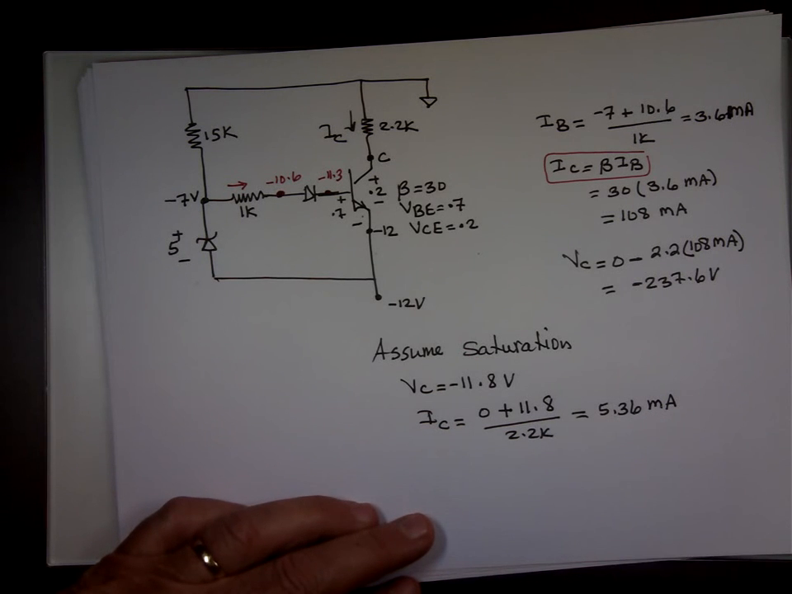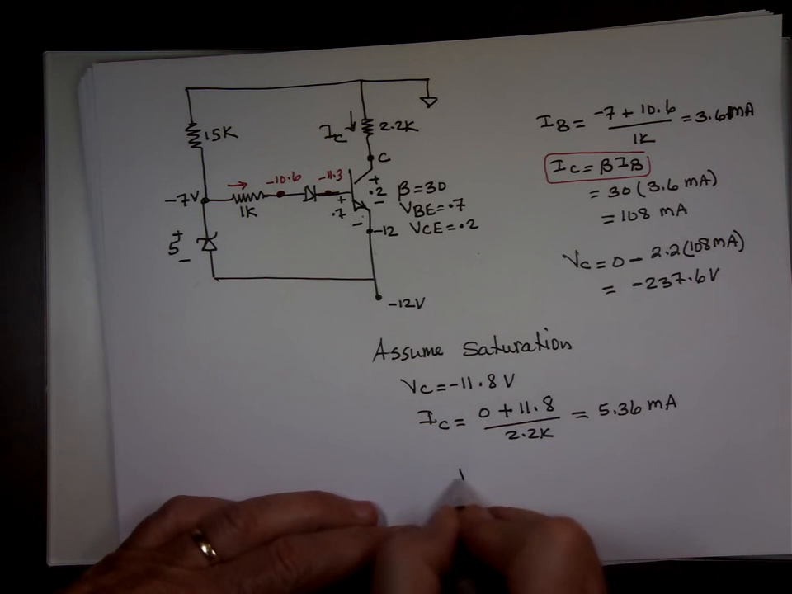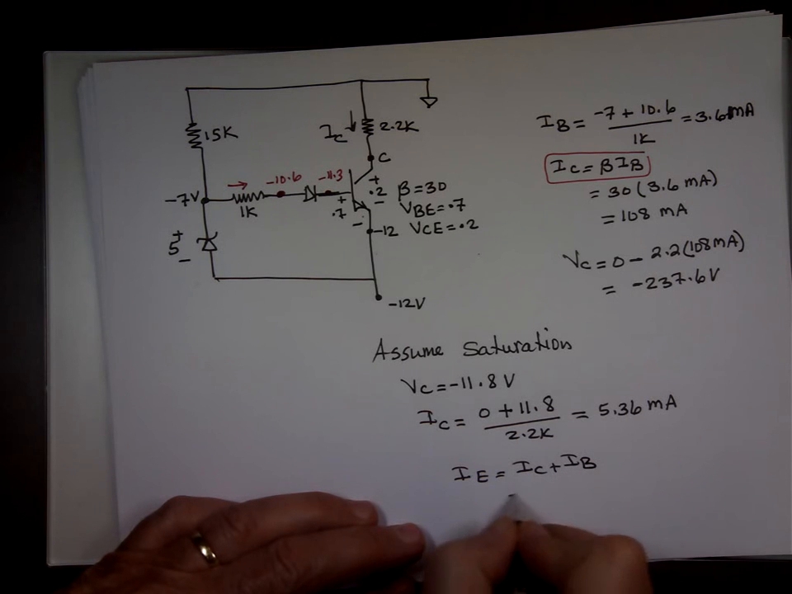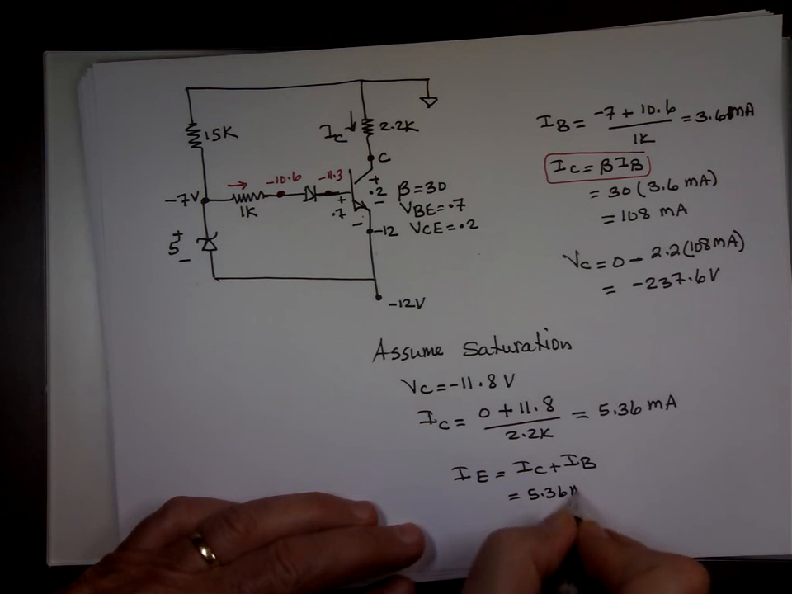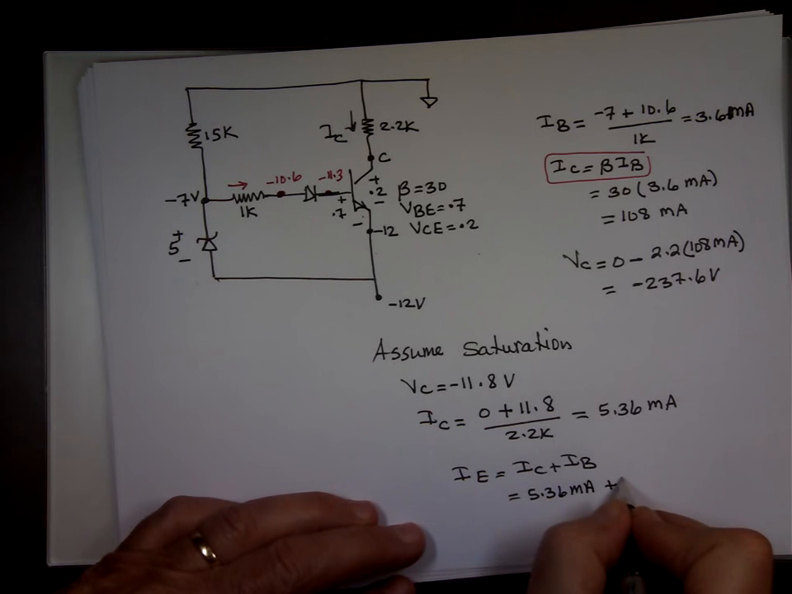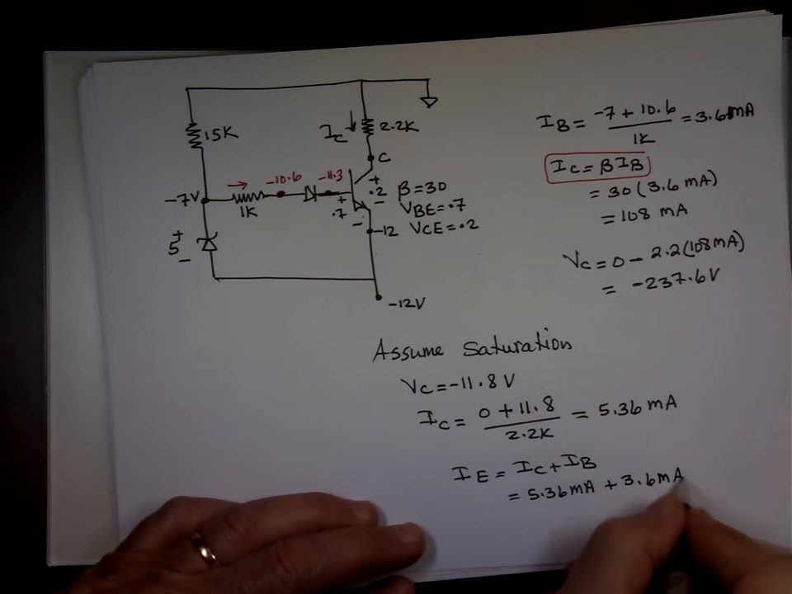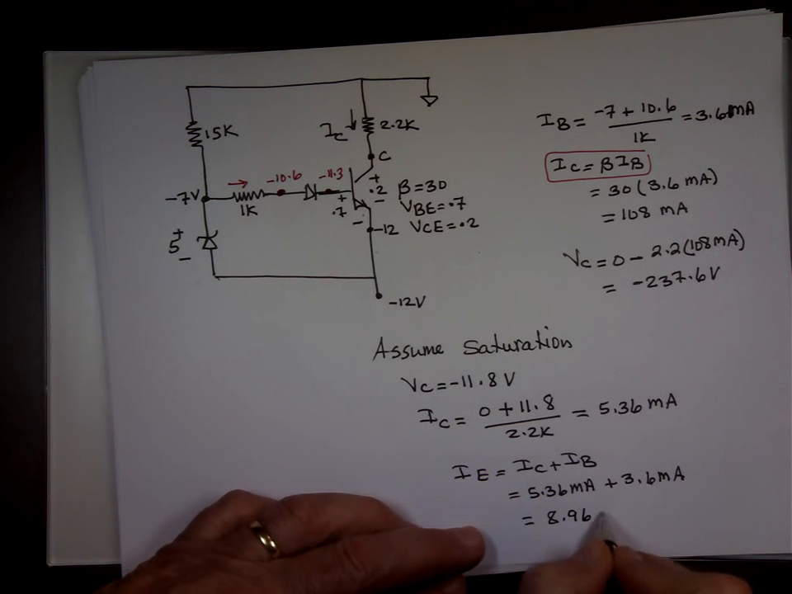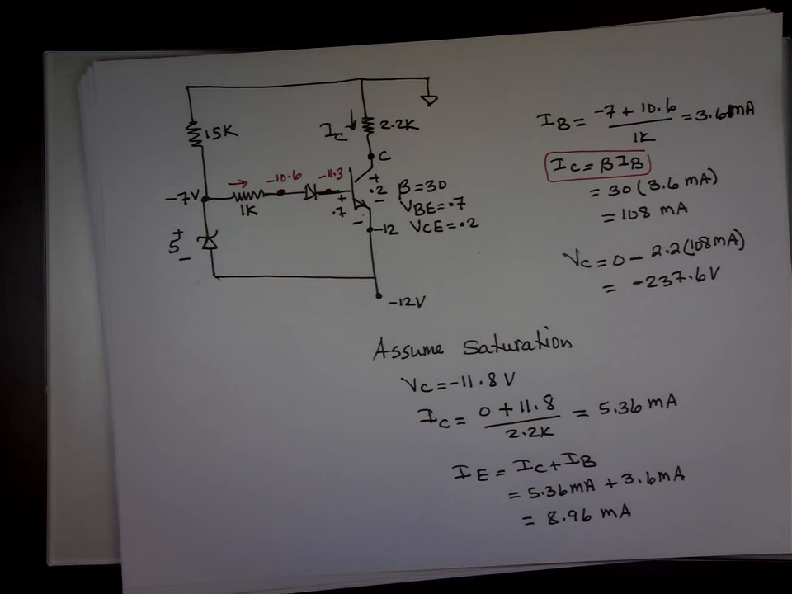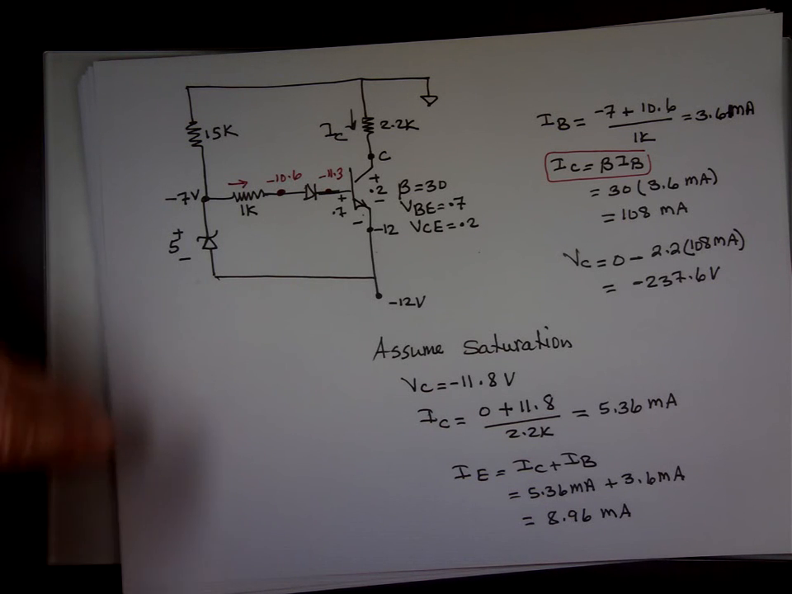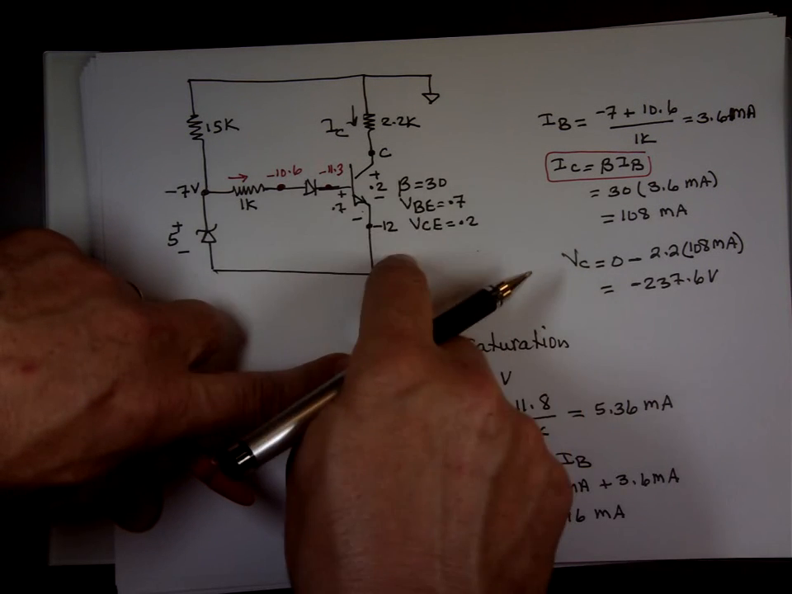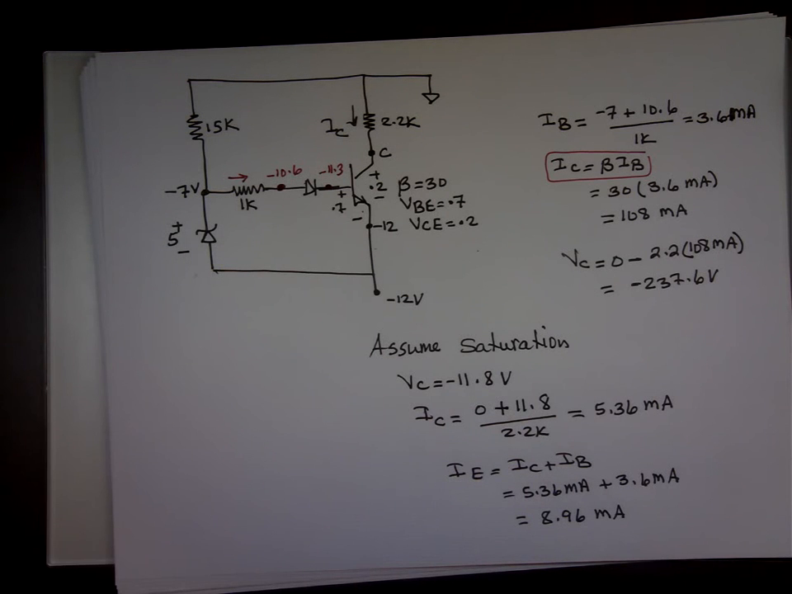That makes sense now, because we know I sub E is going to equal I sub C plus I sub B, and I sub C is 5.36 milliamp, and I sub B is 3.6 milliamp. When you add them, that is 8.96 milliamp. Again, large values, but these are crazy numbers I made up there. So my assumption that this is in saturation, it is the true assumption. Otherwise, you're going to have a minus value up there, a huge value, which doesn't make any sense. And I'll stop here.